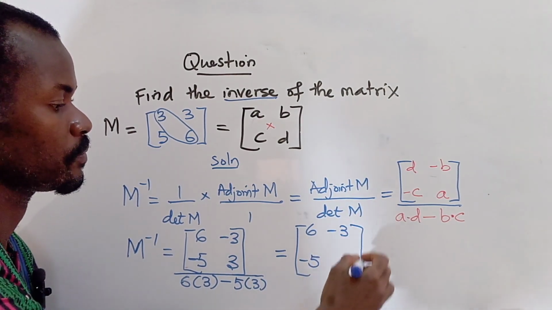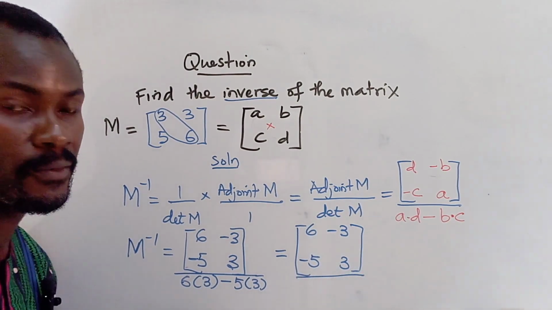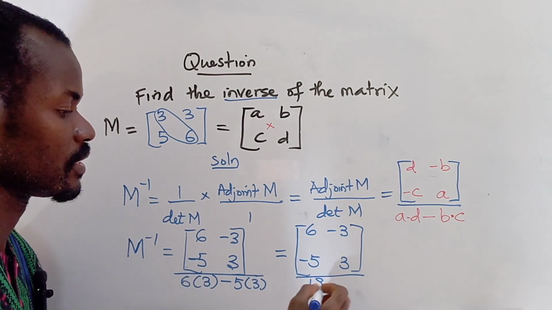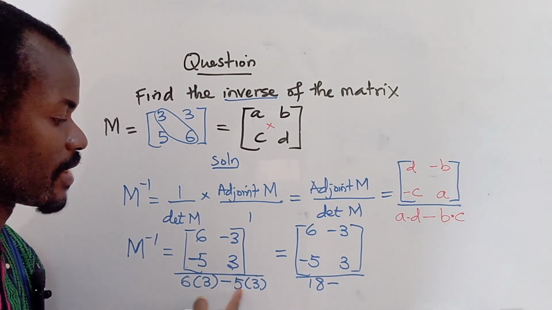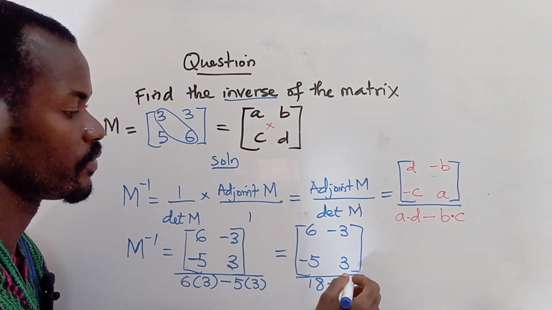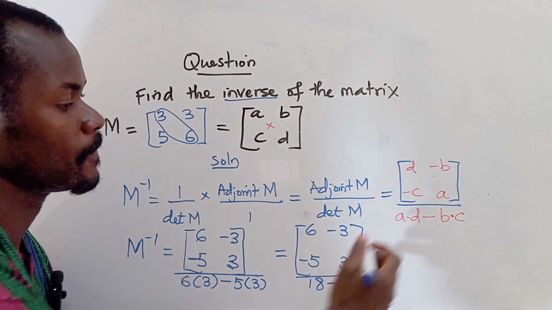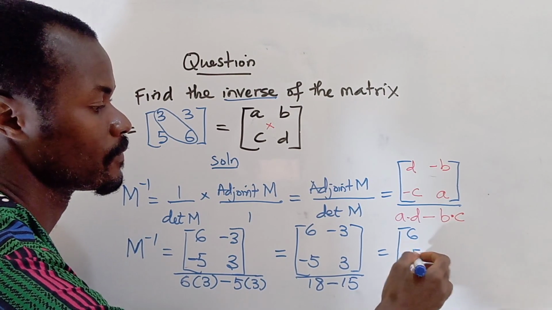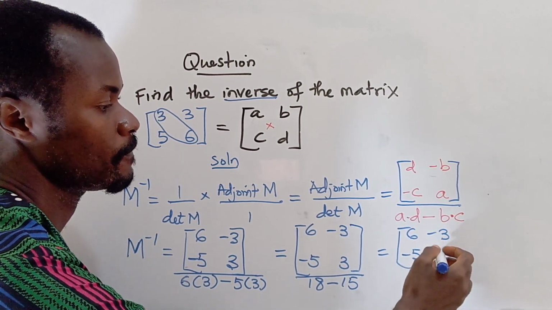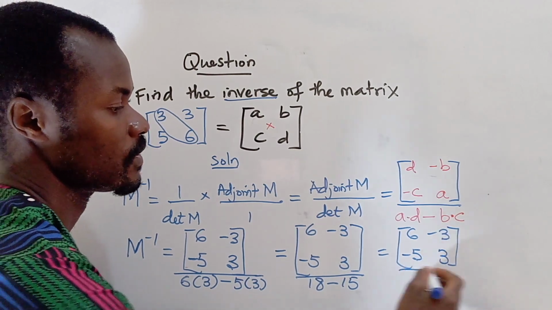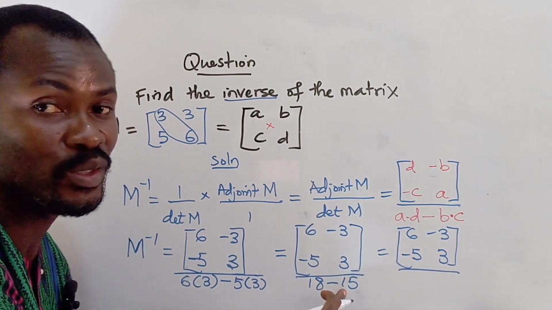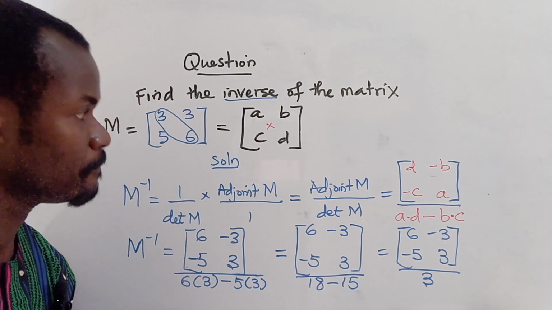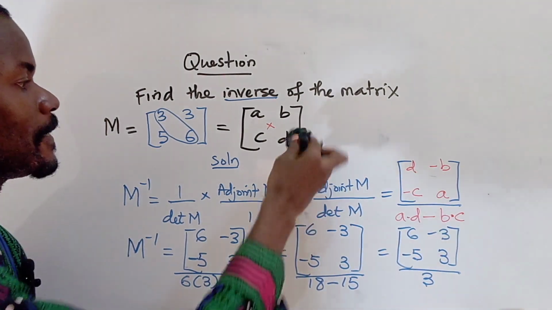So 6 times 3 is going to give us 18, minus 5 times 3 is going to give us 15. So this gives us 6, minus 5, minus 3, 3, all of this divided by 18 minus 15, which is 3.